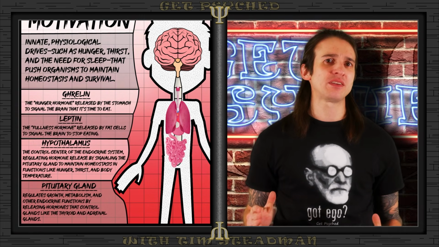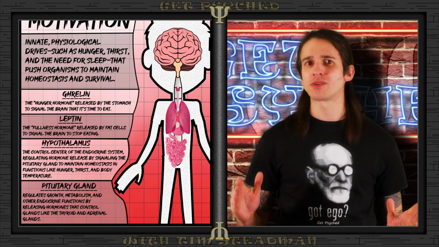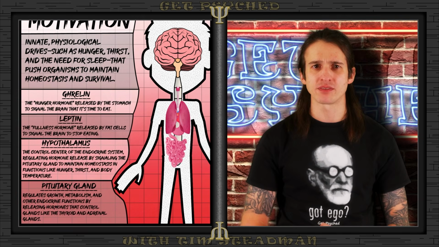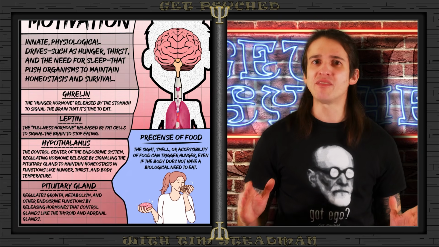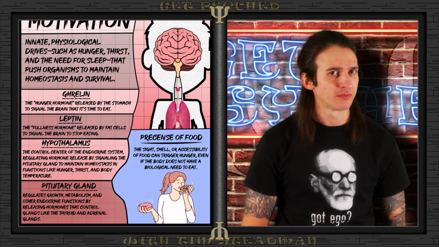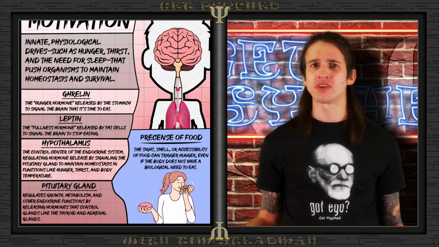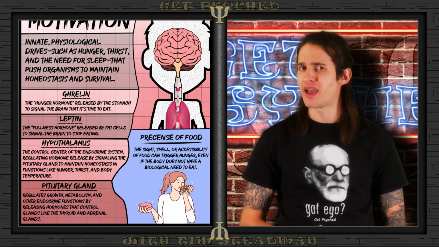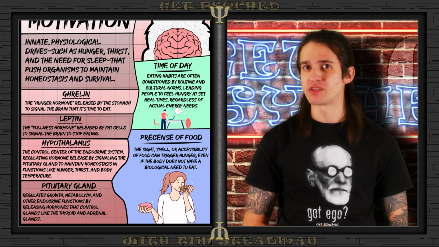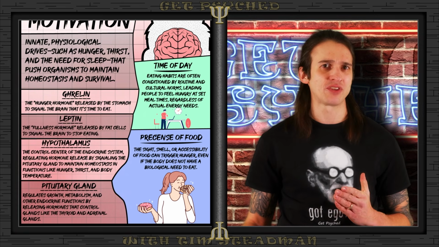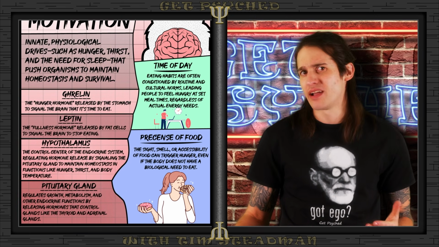But motivation isn't just about biology, it's also shaped by environmental factors. For example, the presence of food alone can trigger hunger, even if you weren't that hungry to begin with. Ever walk into a kitchen, smell fresh cookies, and suddenly feel like you need one now? Another factor is the time of day. We're often conditioned to eat at specific times, like lunch at noon, even if we're not that hungry.